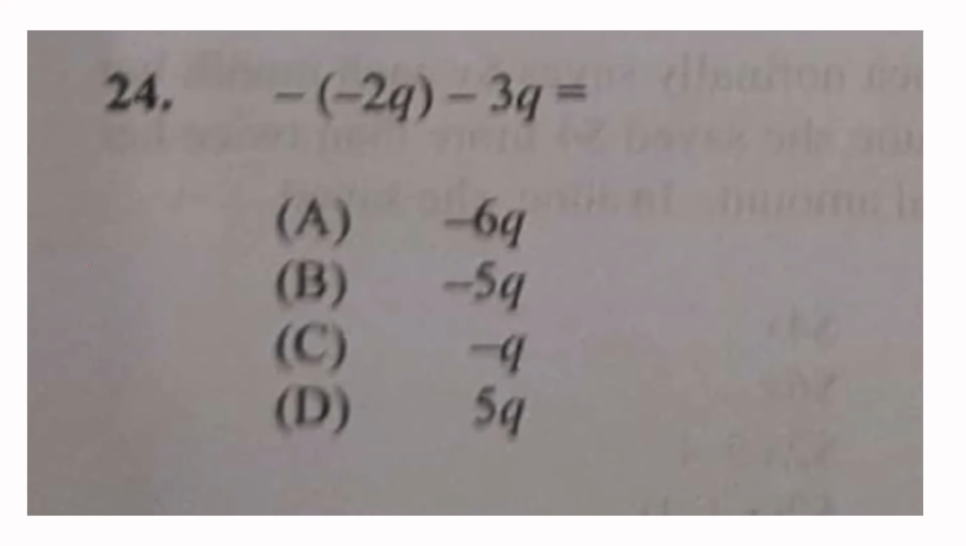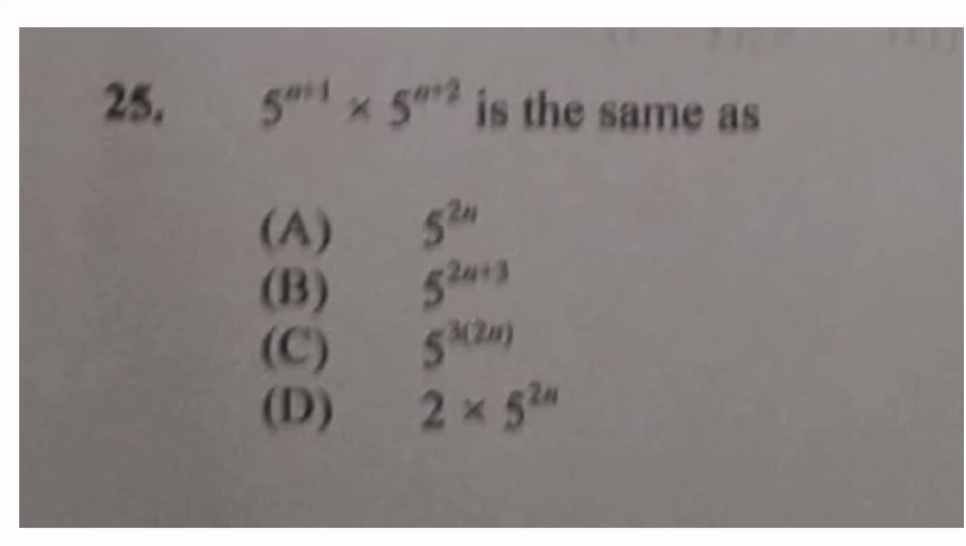Alright, question 24. So we have minus negative 2q minus 3q. So when two negatives multiply, the result is positive, so this gives us 2q minus 3q. That gives us negative q. So our answer is going to be C.